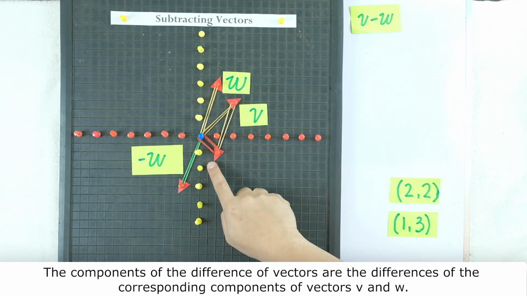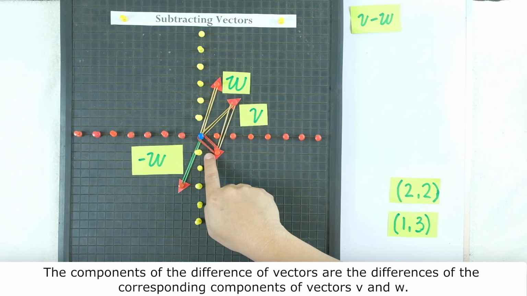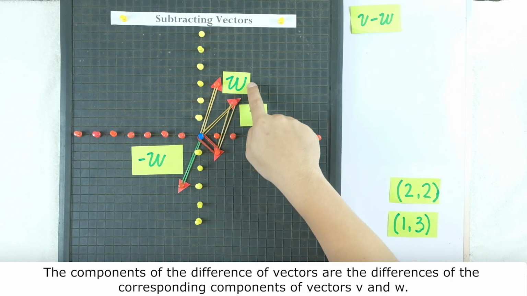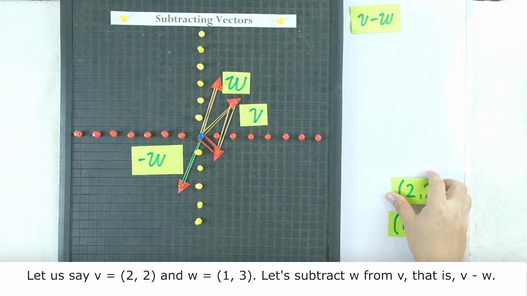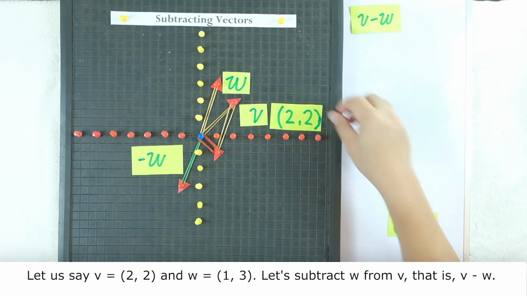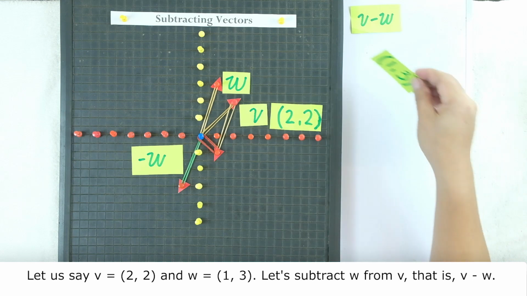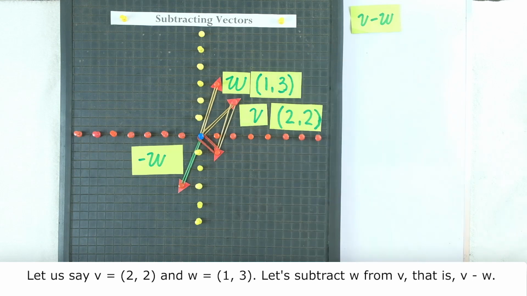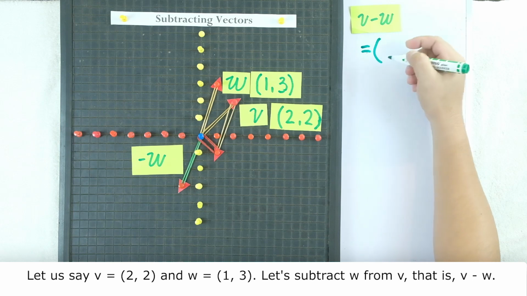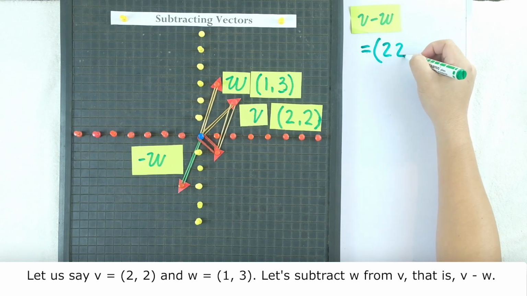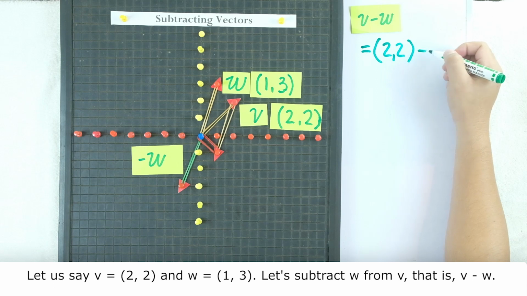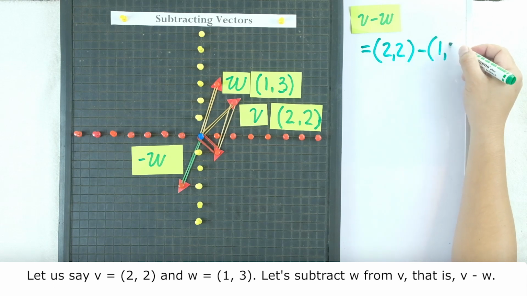The components of the difference of vectors are the difference of the corresponding components of vectors V and W. Let us say V is 2, 2 and W is 1, 3. Let's subtract W from V, that is V minus W. So we have 2, 2 minus 1, 3.